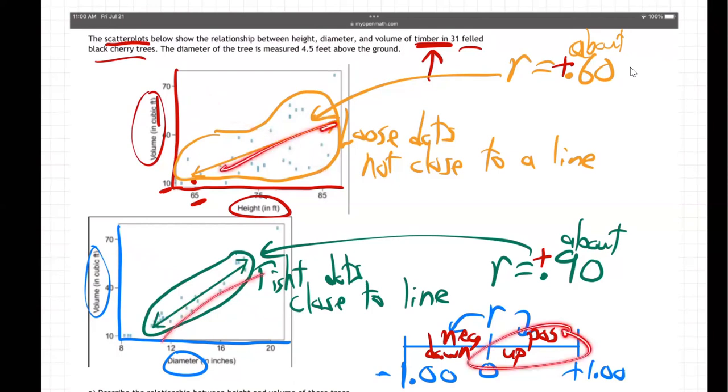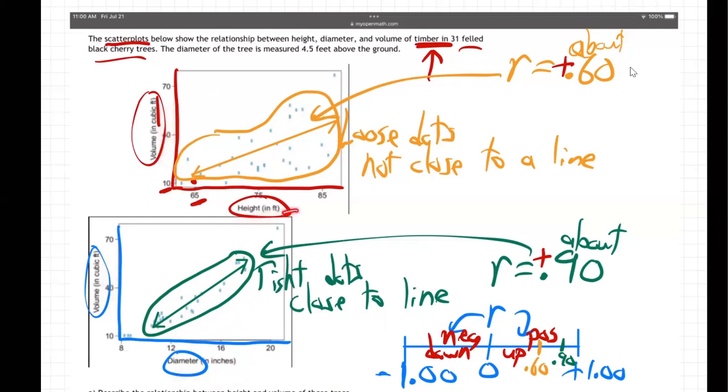So it's positive, it's up, but the yellow one is about right here, 0.60. And the green one is about right here, 0.90. It's closer to $1, right? It's a tighter dot pattern, which means it's closer to forming a line, which means it's a tighter relationship, which means diameter is a better predictor of volume. Notice how thick the tree is does a better job of telling you how much lumber you're going to get from it. The height of the tree might tell you, but not as good.